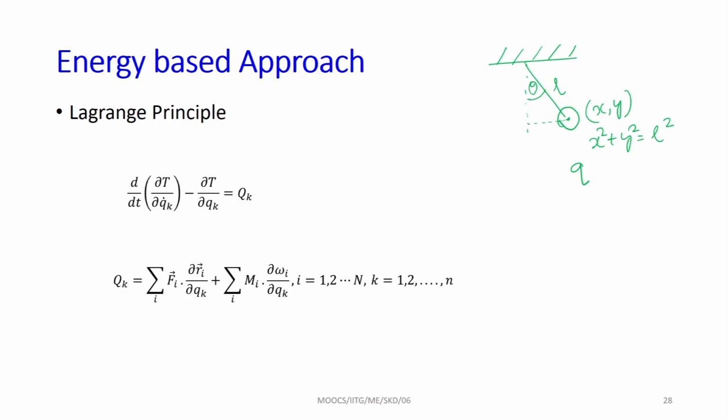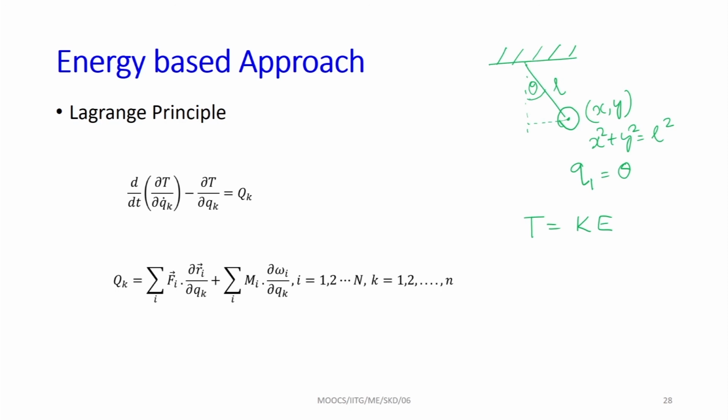So, q equal to 1. So, this q 1 equal to theta. By using q 1 equal to theta, we can derive this equation of motion. Here T is the kinetic energy of the system and q k dot is the velocity term. So, differentiation of q k is q k dot.